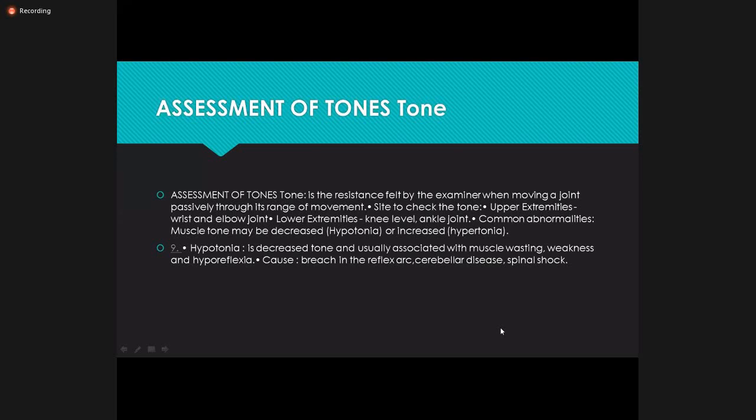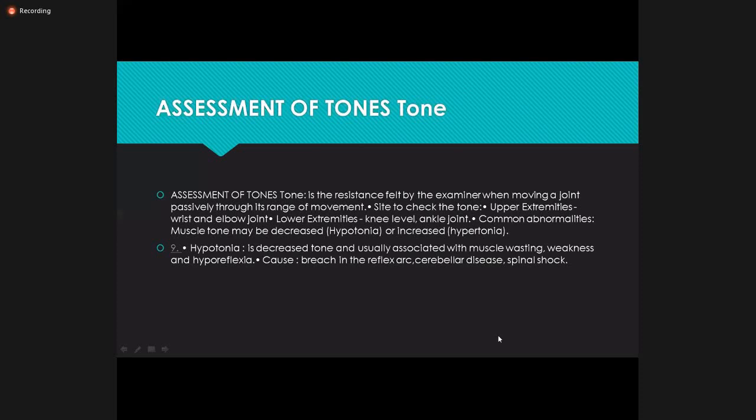So for examining, you will find either hypertonia, which means when you are doing all these movements at the joint, either circumduction, flexion, extension, internal rotation or external rotation, you will feel resistance or you have to exert extra power. So it means there is an increase in tone, and this is called hypertonia. Or when you are doing this movement and you feel that the limb is very flabby, this is called hypotonia.